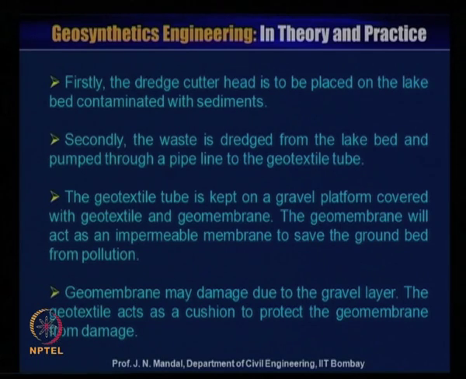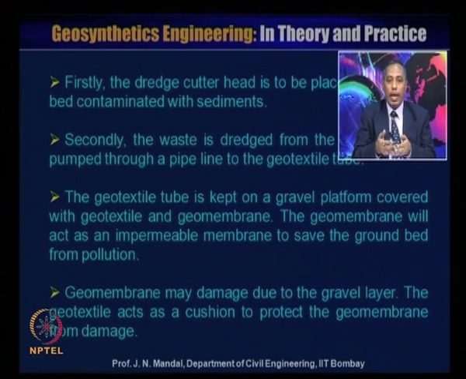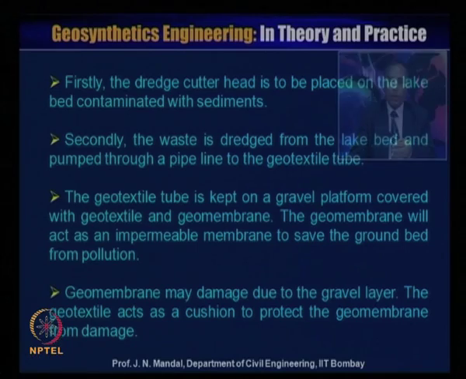Secondly, the waste is dredged from the lake bed and pumped through a pipeline to the geotextile tube. The geotextile tube is kept on a gravel platform covered with geotextile and geomembrane. The geomembrane acts as an impermeable membrane to save the ground bed from pollution. The geomembrane may be damaged by the gravel layer. Therefore, the geotextile acts as a cushion to protect the geomembrane from damage.